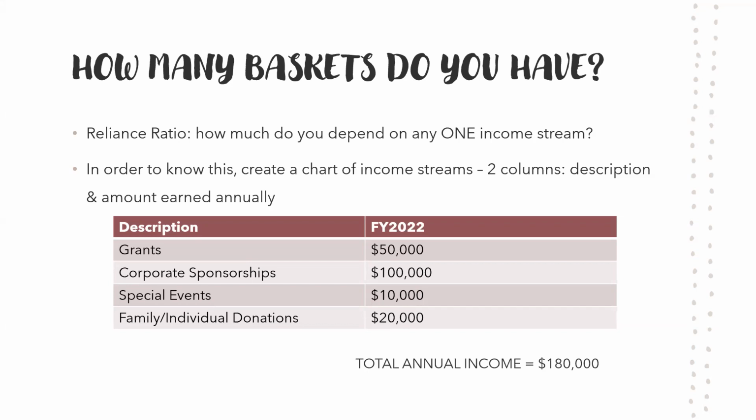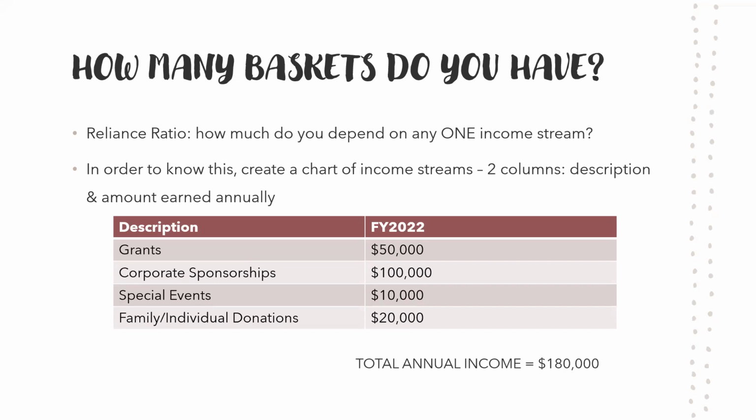So we have first the reliance ratio. How much do you depend on any one income stream? And when I say income stream, I mean a category of income. So you can see here, I made a little chart and you're looking just at the income stream. So just a category, so grants. So there might be one grant that is in this category. There could be 12 grants that are in this category, but we're just dealing with the category now, the income stream.